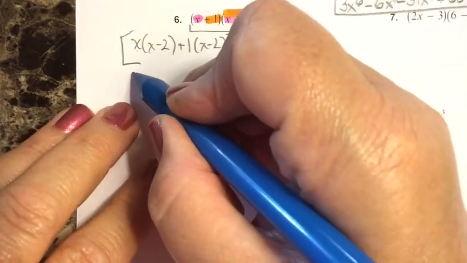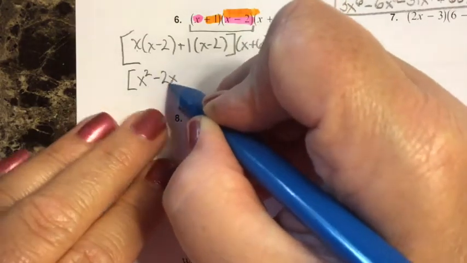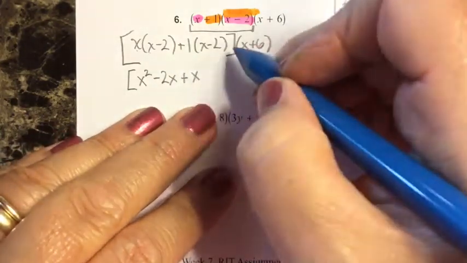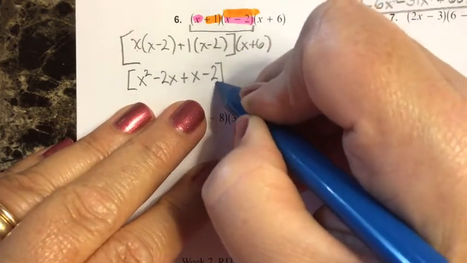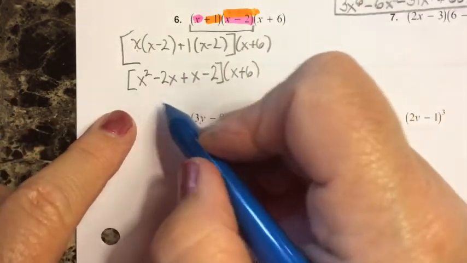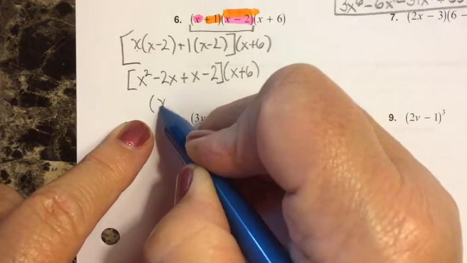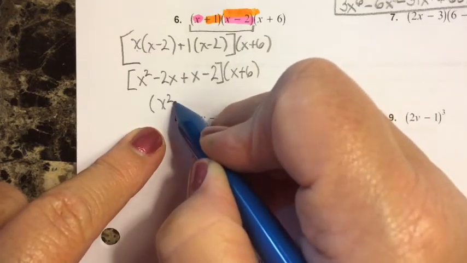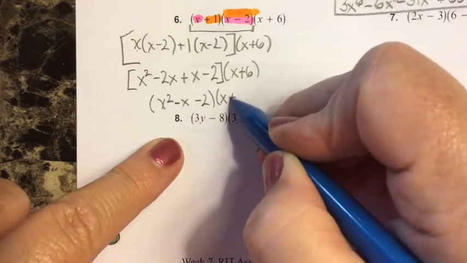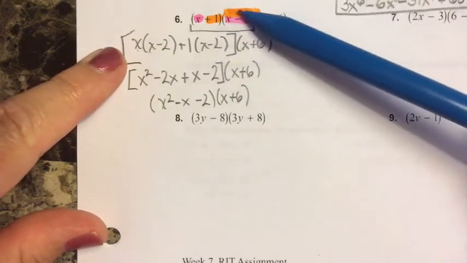X times x is x squared. X times negative 2, negative 2x. 1 times x is 1x. 1 times negative 2 is negative 2. I'm going to switch to parentheses because I don't need this bracket anymore. No like term for x squared. Negative 2x plus x is negative x minus 2, times x plus 6. I don't always write the multiplication like this.